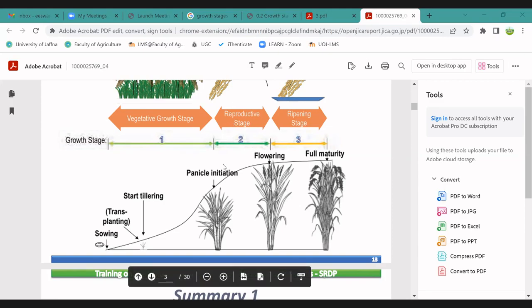What is variable is the vegetative growth stage. For example, if it's a 3 month variety, the vegetative growth stage is going to take 1 month. If a variety is 3.5 months, then your vegetative growth stage is 1.5 months. If it is a 4 month variety, then 2 months.